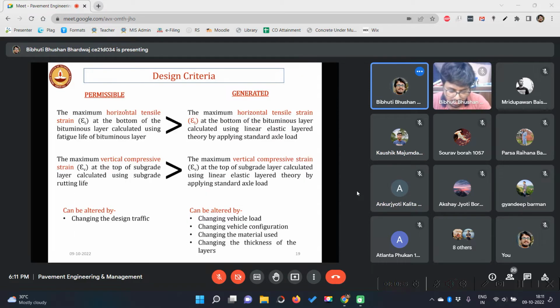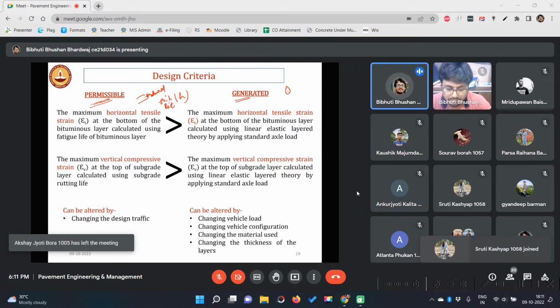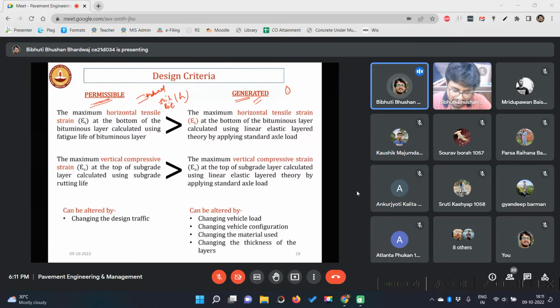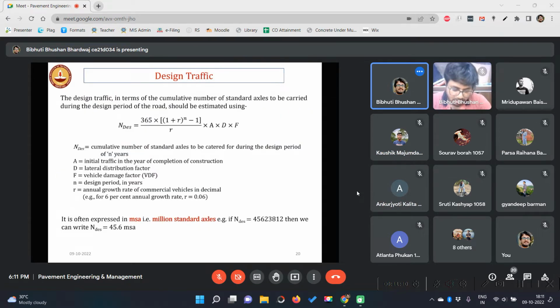Okay, understood? So we also discussed that the generated strain will be because of the load, and the permissible one depends on the material you are using. What kind of material, what kind of soil, what kind of bitumen, what is the thickness. So depending upon all those things, you can find out what is the permissible strain value. And exactly how much strain is actually coming because of the wheel loads, that will be the generated one. So the generated strain shall always be less than the permissible values. Okay, we stopped here. Design traffic.